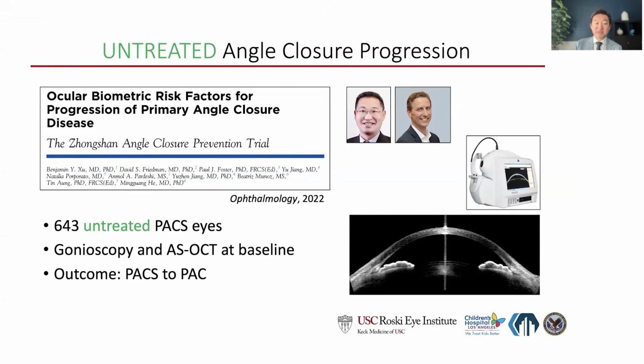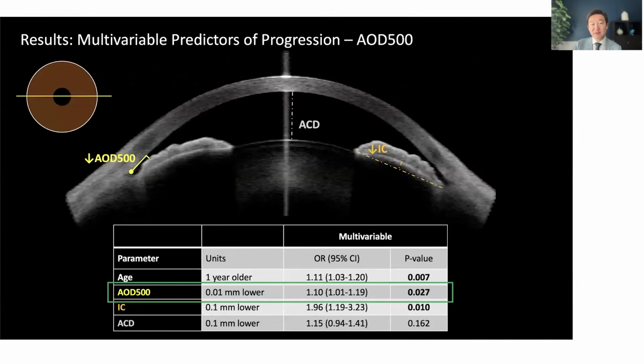We required that participants have both gonioscopy and AS-OCT at baseline. And our outcome measure in this study was the progression from PACS to PAC. This table summarizes our primary findings in the study. This is a multivariable logistic regression model in which we assessed the association between angle opening distance, or AOD, with progression from PACS to PAC.